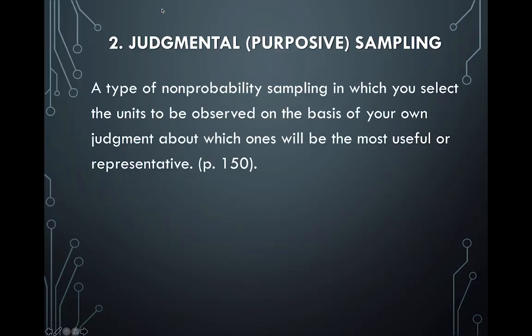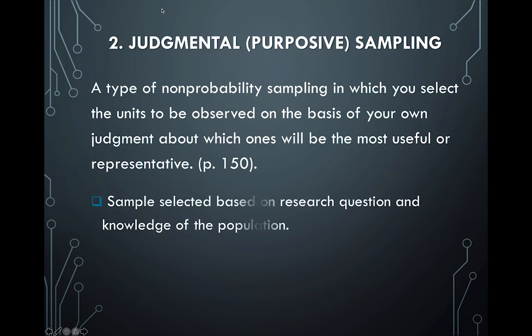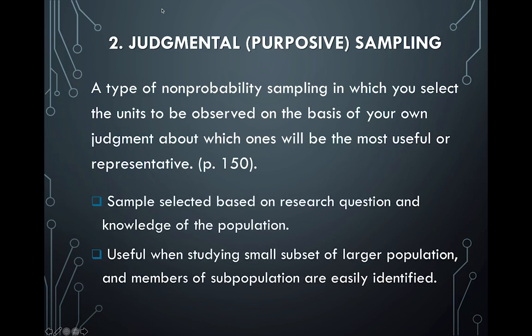Judgmental purposive sampling. We're just going to go through these really quickly. I want to keep this video length down as much as possible. Judgmental or purposive sampling is a type of non-probability sampling where you select units to be observed based on your own judgments about it. And so in a lot of cases, it's actually quite a good way to go. There are very specific instances when you'd want to use this. So I don't want to set this up as in any way that something called purposive or judgmental sampling is incorrect or wrong. It's just that you need to think about the times when you'd want to use this.